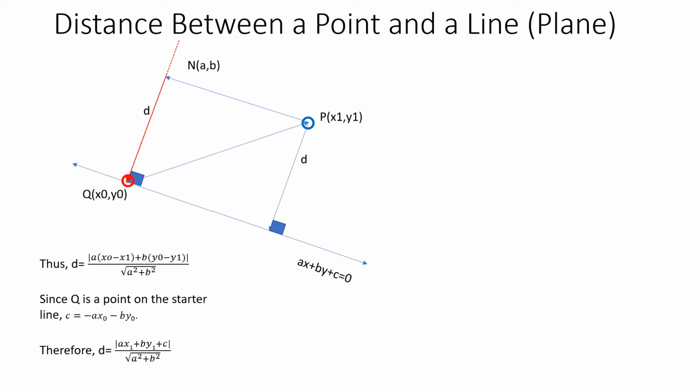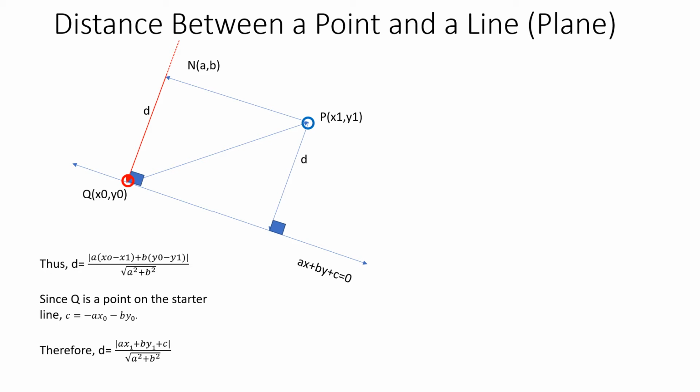The vector Q to P is (x0 minus x1, y0 minus y1). That's a general form when you are talking about a vector from one arbitrary point to another point, in this case from Q to P. So D, the distance, is calculated as follows: the absolute value of the inner product sum, a times (x0 minus x1) plus b times (y0 minus y1), and it needs to be normalized, so the denominator is the square root of a square plus b square. That's the formula.